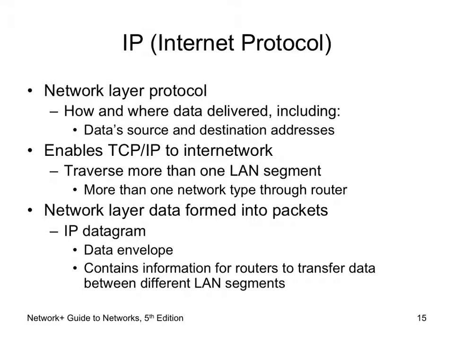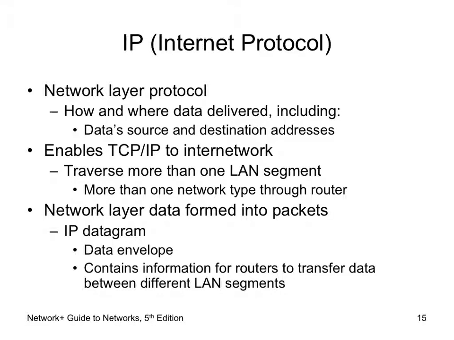The IP, Internet Protocol, falls on the network layer of the OSI. It shows how and where the data is delivered, includes the data source and destination. It enables TCPIP network or internetworking. It can traverse more than one LAN segment. Like this building here can converse with CL1, CL2, Samuelson, PEC, Student Center, Maintenance Building. Multiple LANs connected one to the other. No problem there.